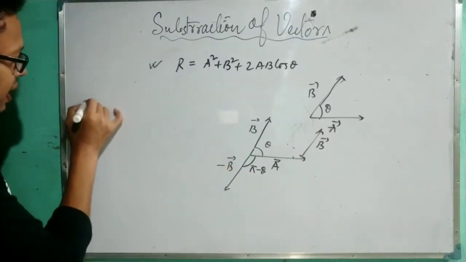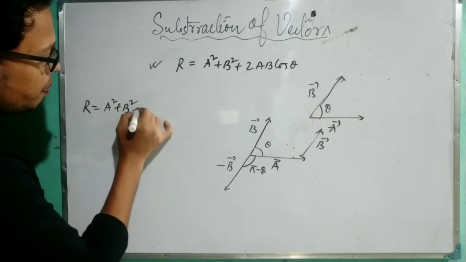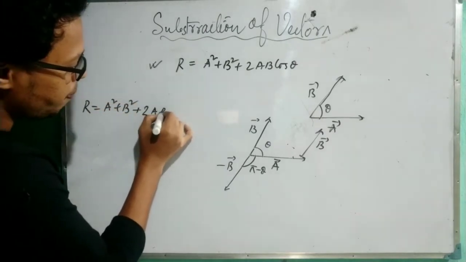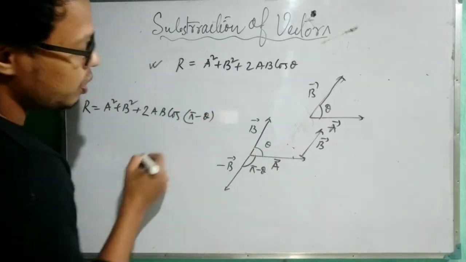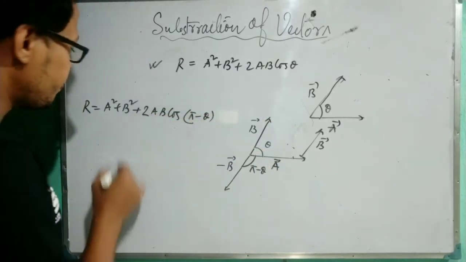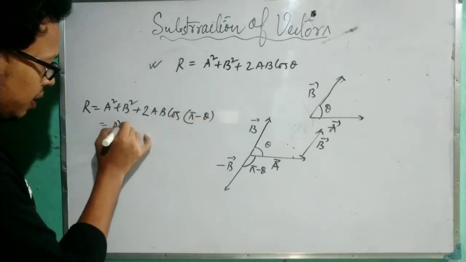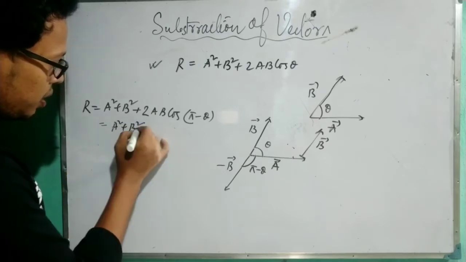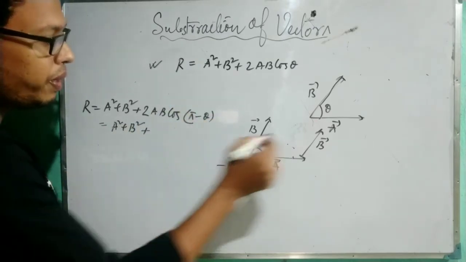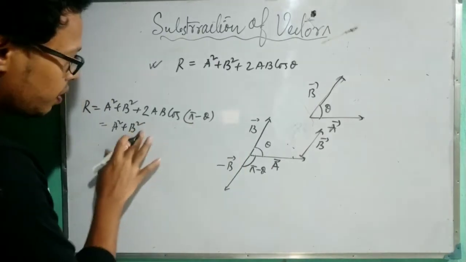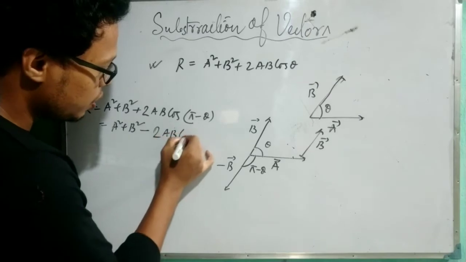Now I will apply the resultant formula. To find the resultant, R equals root of A square plus B square plus twice AB cos, how much? Pi minus theta I will write over here, don't write the theta here. Now see, A square plus B square plus twice AB cos pi minus theta, and cos pi minus theta means minus cos theta, so twice AB cos theta with a minus sign.